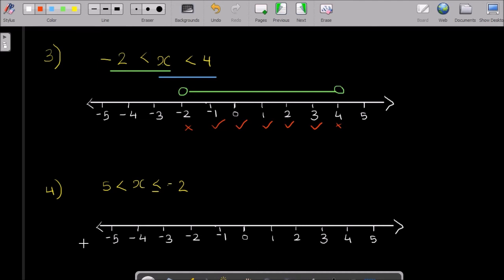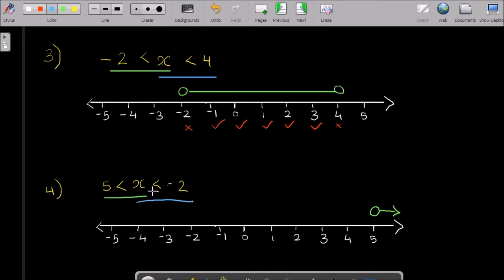Now let's look at number 4. Number 4 is a bit different to the others. So again, we got a double inequality. x is greater than 5, the green bit, and the blue bit is going to be x is less than or equal to minus 2. So I'm going to start off with x is greater than 5. The pointy bit is pointing at the smaller one, right? So x is bigger than 5. So above 5, empty circle. But because x is bigger, it's going to the right.